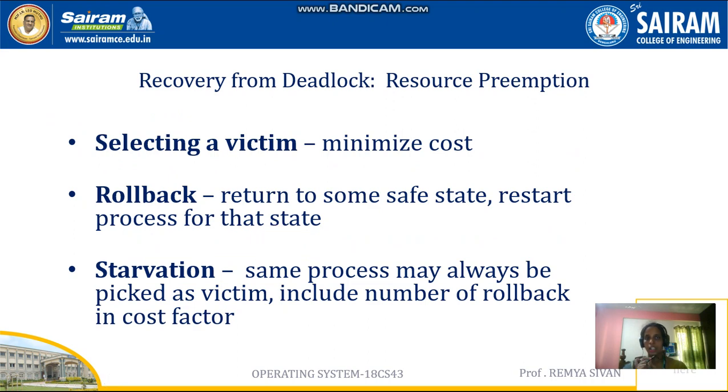Then the second method is resource preemption. So select a victim, select one particular process, based on minimizing the cost. And after selecting the process, take the resources back, then roll back that process to a safe state. Then those resources you can allocate to another process. So these are the methods to recover from deadlock.